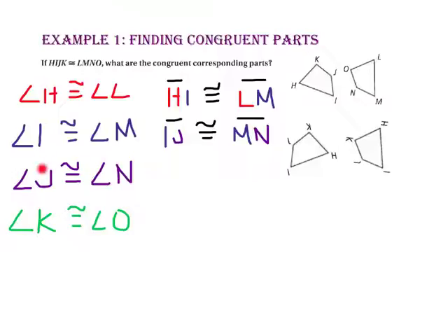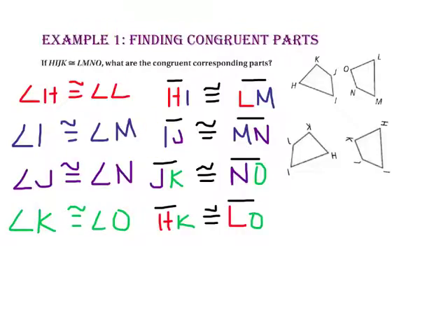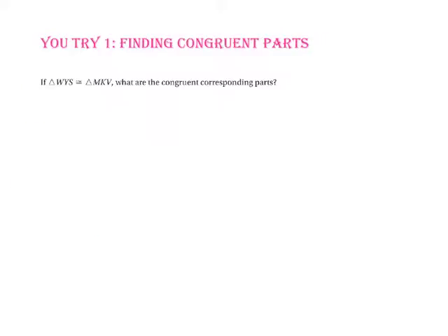Since J and K and N and O are our third and fourth letters, I know that side JK will be congruent to side NO. And finally, since H and K and L and O are our first and fourth letters, I know that side HK will be congruent to side LO. And there we have our 4 congruent corresponding pairs of angles and our 4 congruent corresponding pairs of sides. Pause the video and do your try number 1.